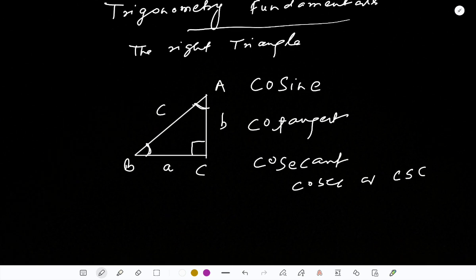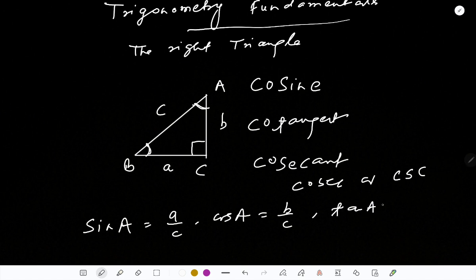And usually you already know that you can find sine of the angle A and usually write it as sin A, and sin A will be perpendicular by hypotenuse, that is a by c. In a similar manner, cos A, you can write cos for angle A will be base by hypotenuse, that will become b upon c, and tan A, which is perpendicular by base, can be written as a upon b.